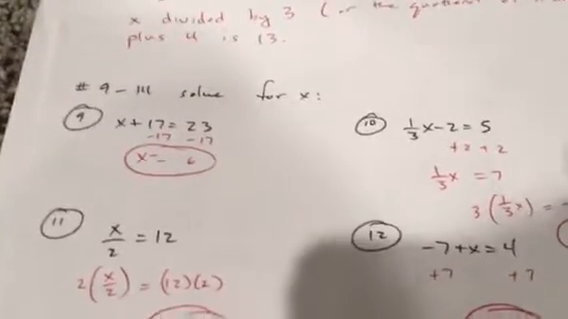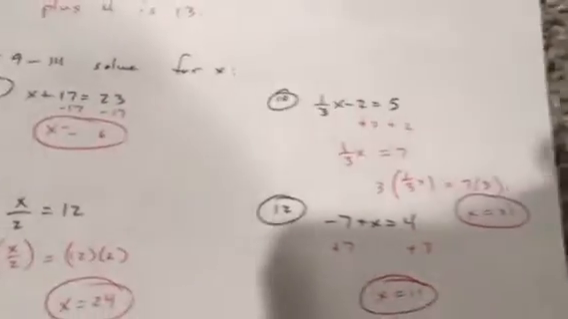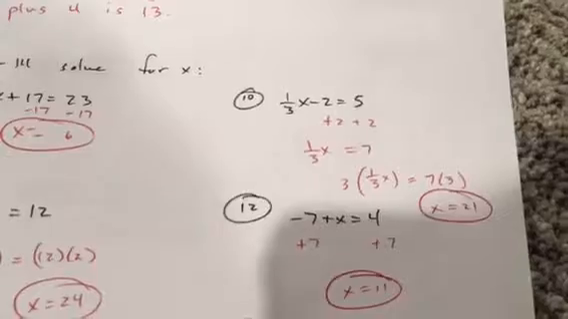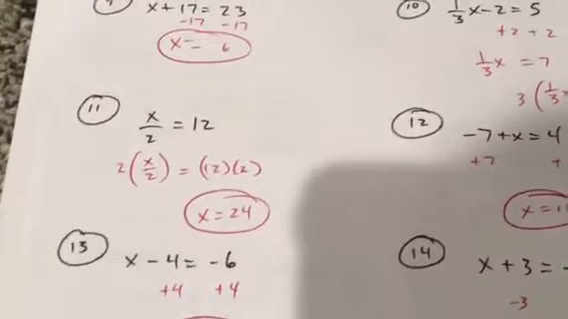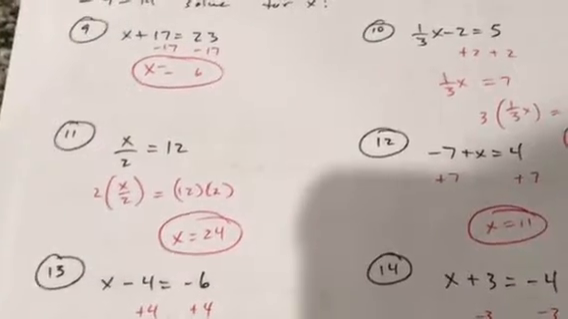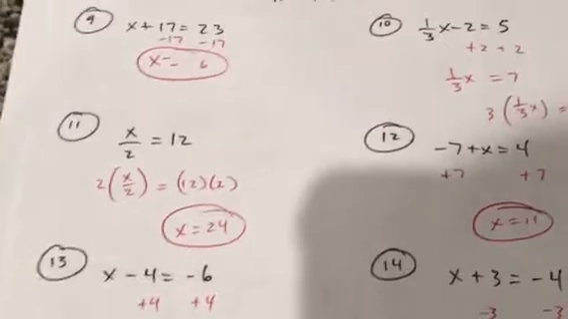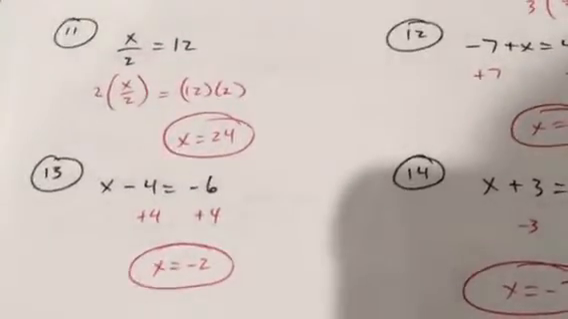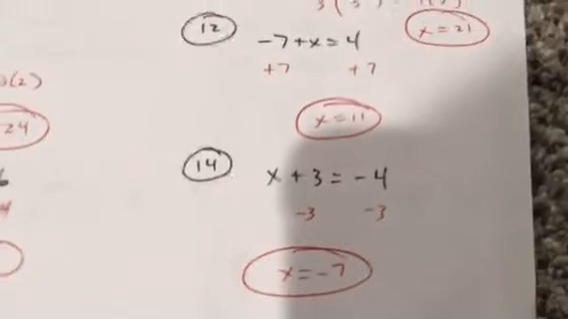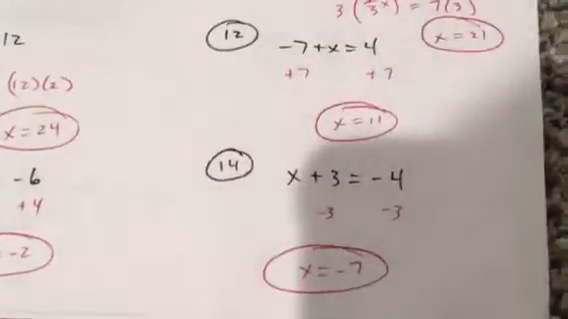Guys, on the next one, simply subtract 17 from both sides to get x is 6. Add 2, then multiply both sides by 3 to get x is 21. Multiply both sides by 2, the reciprocal there. Currently we're dividing by 2, so just do the opposite, multiply by 2. And on 12, add 7 to both sides. On 13, you are going to add 4 to both sides. Then on 14, you're going to subtract 3.